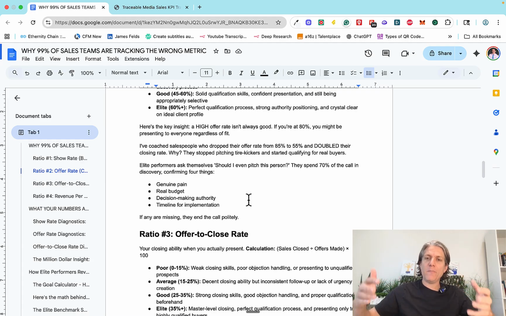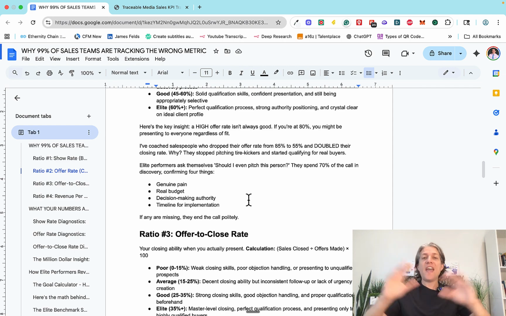They spend 70% of the call in discovery, confirming at least 4 things. Again, we're not going to go into great detail, but this gives you a general idea: genuine pain, real budget, decision-making authority, and timeline for implementation. If any of these are missing, they can come back into your pipeline at a later date. You end the call, or perhaps they're not a good fit, and maybe they will be down the road.